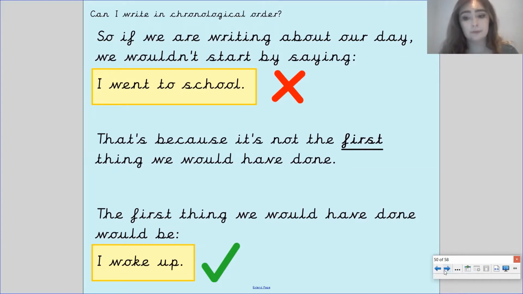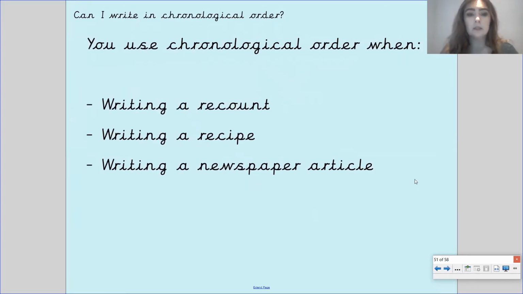And that's important for a recount. So you use chronological order when writing a recount. A recount is when we write about something that's happened already. And it's important that that's in chronological order because we need to see the events that have happened in the order in which they happened.